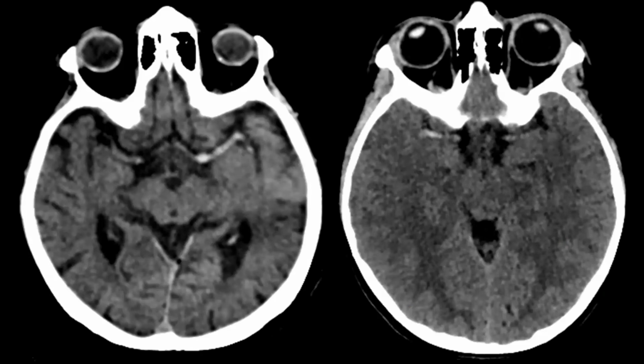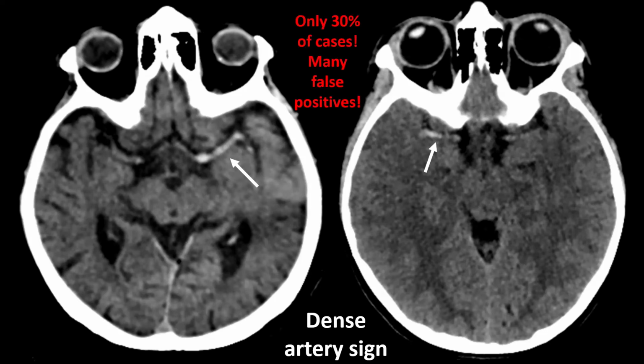Sometimes the thrombus can be visualized on unenhanced CT images, and a thrombus consisting of clotted blood will be very bright or hyperdense. However, be careful. It's nice if you see a dense artery sign, but you will still have to do a CT angiography and keep in mind that there are many false negatives.